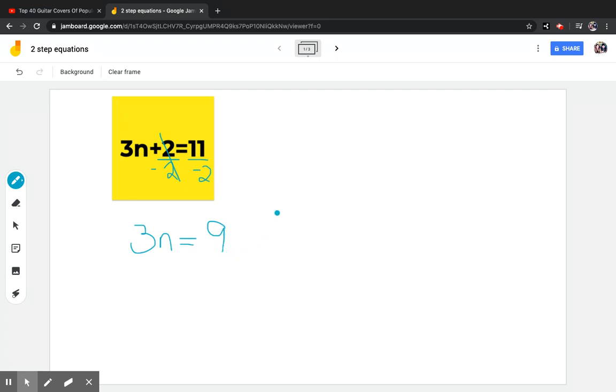Okay, my equation is not done yet because I do not have that variable by itself. Now, we only have one step left to do. Because 3 is multiplying by n, it's technically 3 times n, I'm going to do the inverse, which means I'm going to divide. 3 divided by 3 is 1. It cancels itself out. 9 divided by 3 is 3. So my answer is n equals 3.